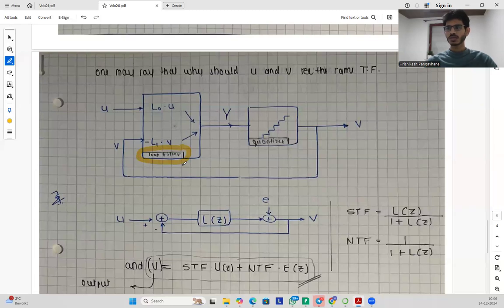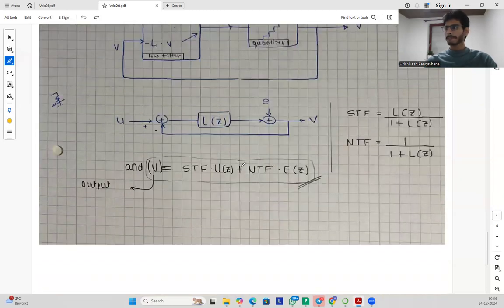We also see the loop filter, and we derived an output of a delta sigma, which is basically the signal transfer function times U of Z and noise transfer function times E of Z. And we said that signal transfer function is basically L of Z by 1 plus L of Z, and noise transfer function is the high pass behavior, which is 1 upon 1 plus L of Z. So this is something which is providing noise shaping to us. So we talked about it.